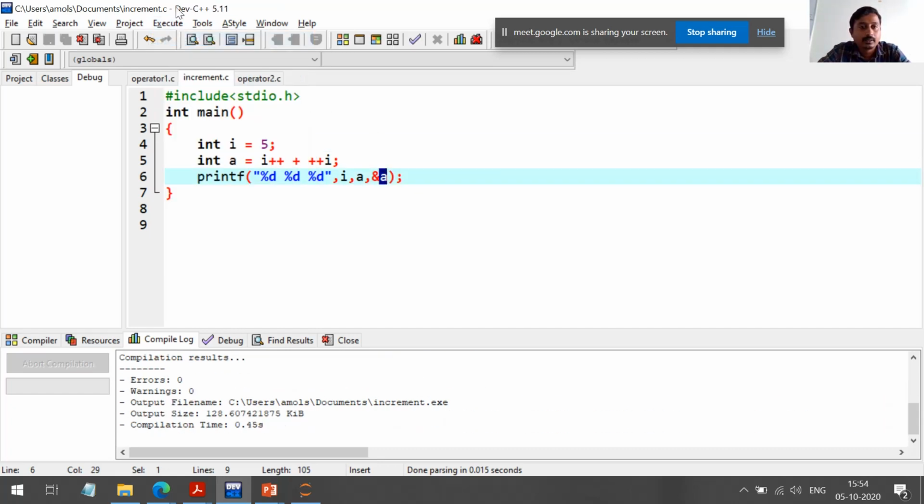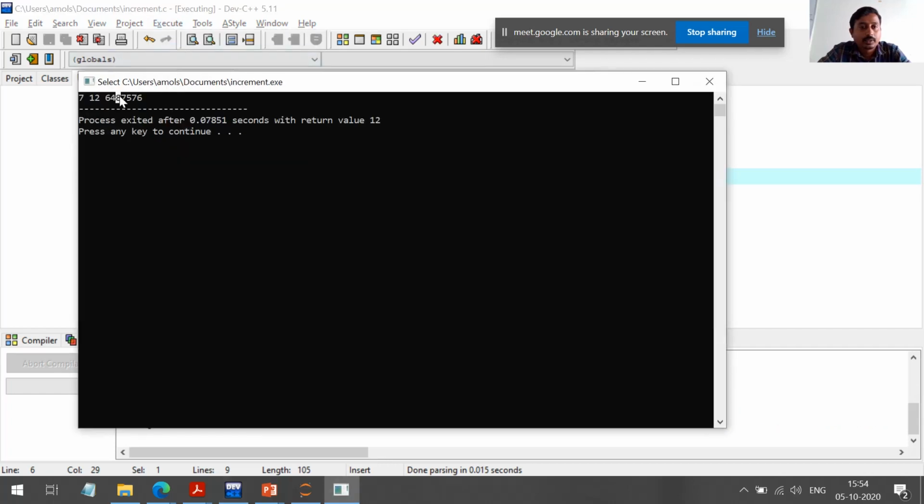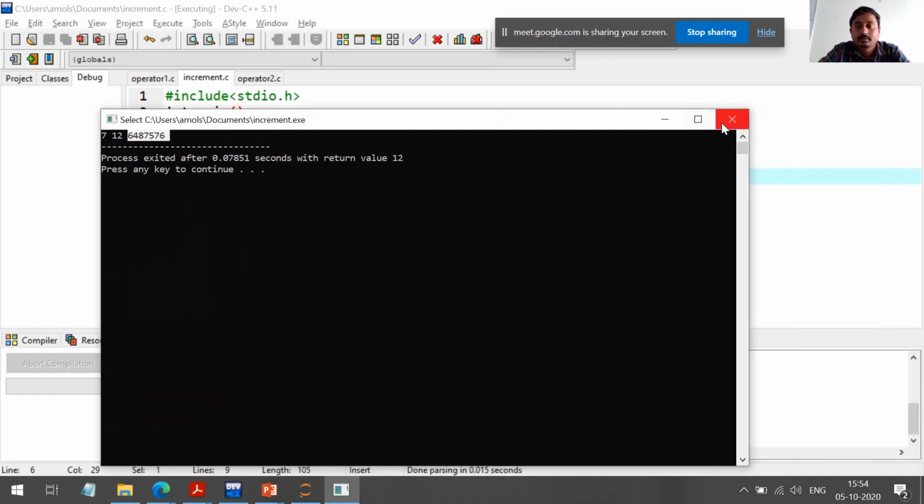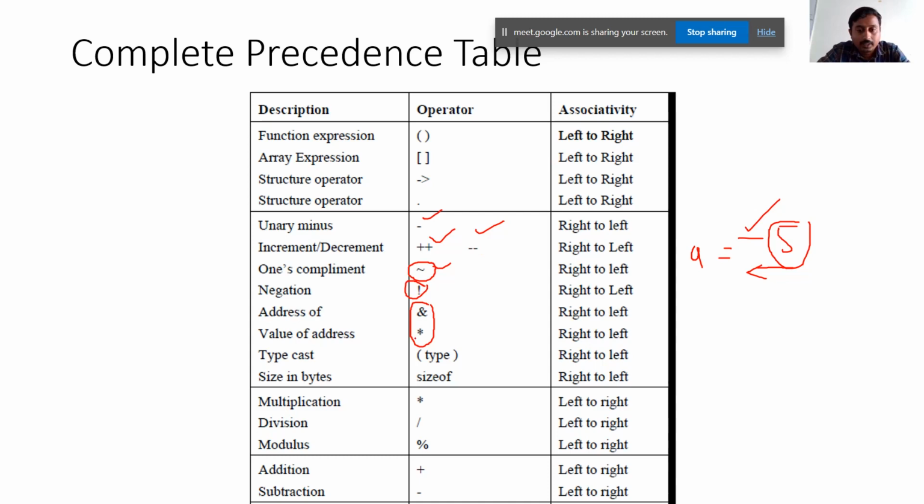First we'll compile. Okay, so this is the memory address of variable A. And this is the value of address. This star represents the value at that address.